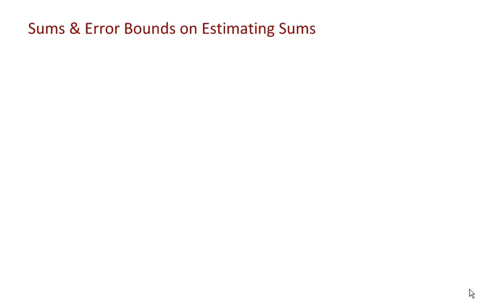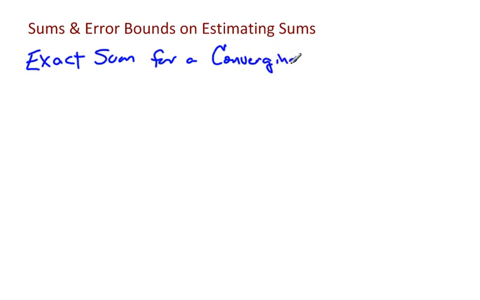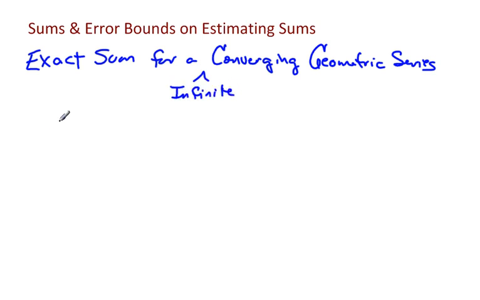In this video, we're going to briefly consider sums of infinite series and everyone's favorite, error bounds on those, estimating those sums. Now, there's only one situation where we can find an exact sum with a formula. We can find the exact sum for an infinite converging geometric series. That formula you should know is a sub 1 over 1 minus r.